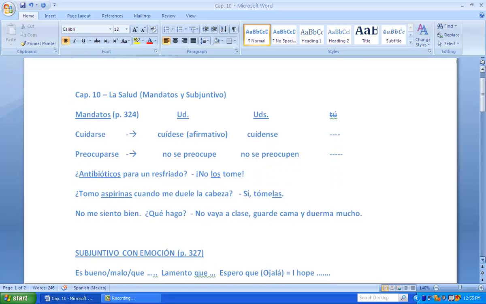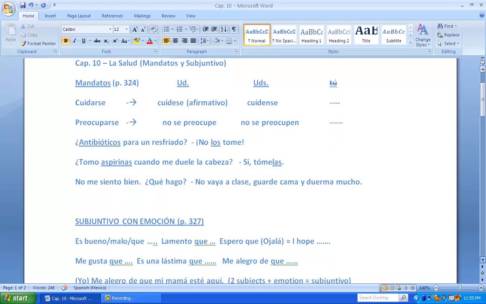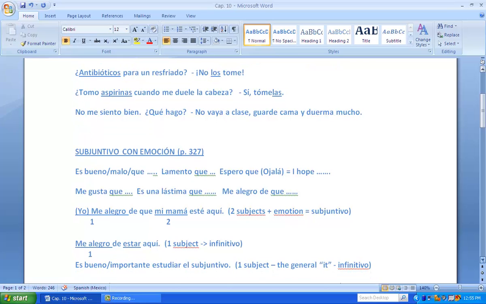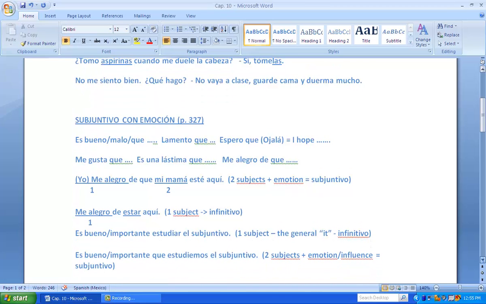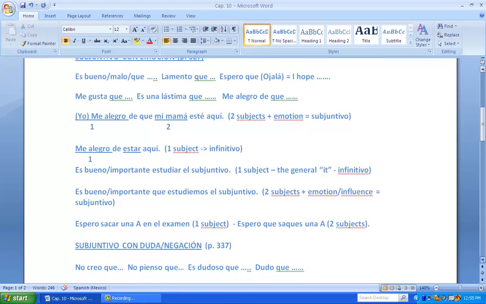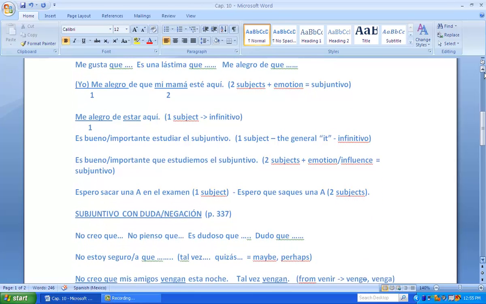Now, we're working with the subjunctive. In the last chapter, we learned about subjunctive with expressions of influence, where one person wants somebody else to do something. Now we're going to learn the subjunctive with emotion.